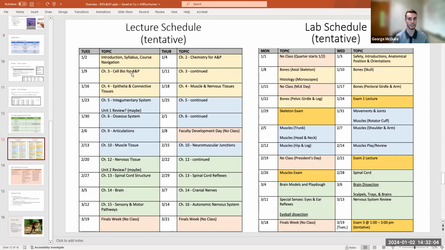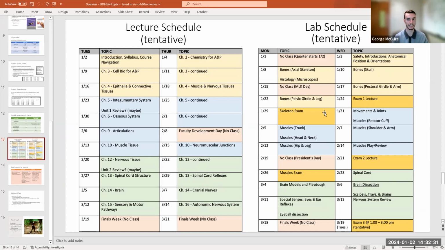So in lecture, we're talking about chapters directly from the textbook. And then in lab, we'll be going over, like I said, mostly the skeleton for Unit 1, mostly the muscles for Unit 2, and then building on some of that nervous system information for Unit 3. On these schedules, I also have pointed out when the college is closed, and so we don't have class, like our Faculty Development Day on Thursday, February 8th.